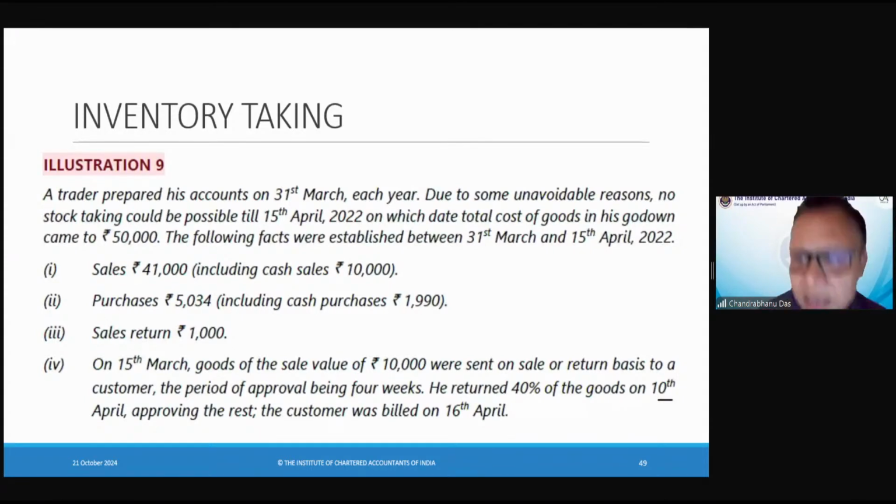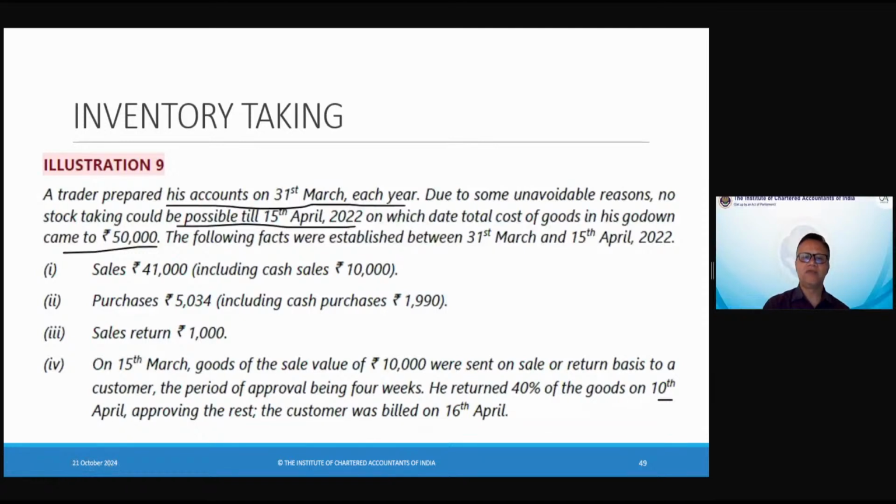So what we can see here is that the trader has prepared the accounts on 31st March, and it is till 15th April there was no stock taking possible, and on 15th April the stock value came to 50,000. The facts established between 31st March and 15th April are: sales was 41,000, including cash sales of 10,000. Purchases was 5,034, including cash purchases of 1,990.